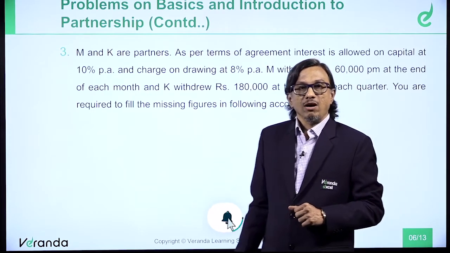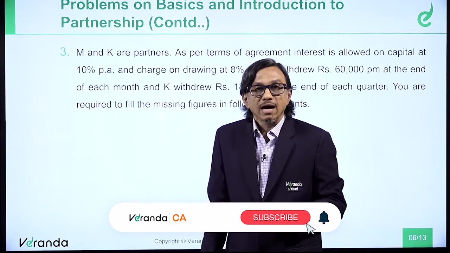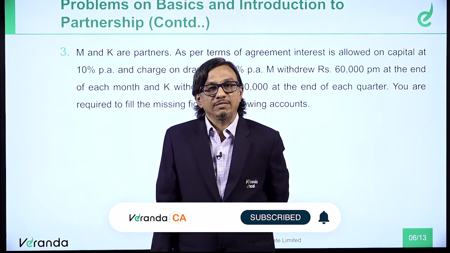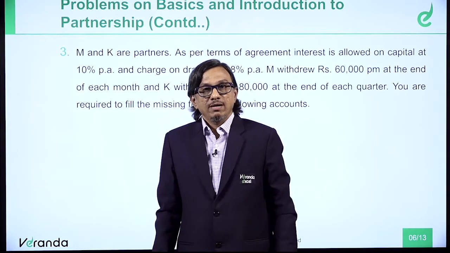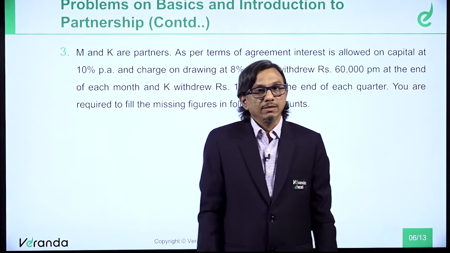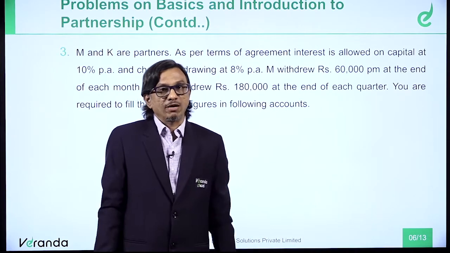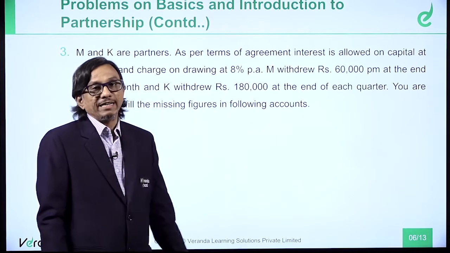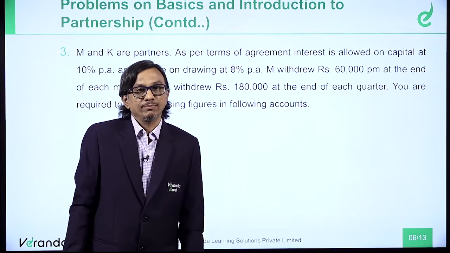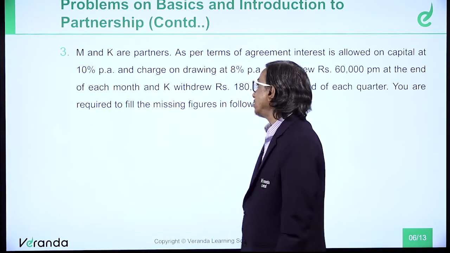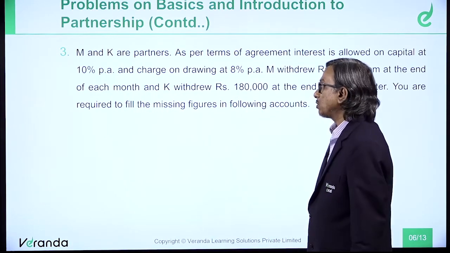M and K are partners. As per terms of agreement, interest is allowed on capital at 10% per annum and charge on drawings at 8% per annum. M withdrew 60,000 per month at the end of each month and K withdrew 1,80,000 at the end of each quarter. You are required to fill the missing figures in the following accounts.